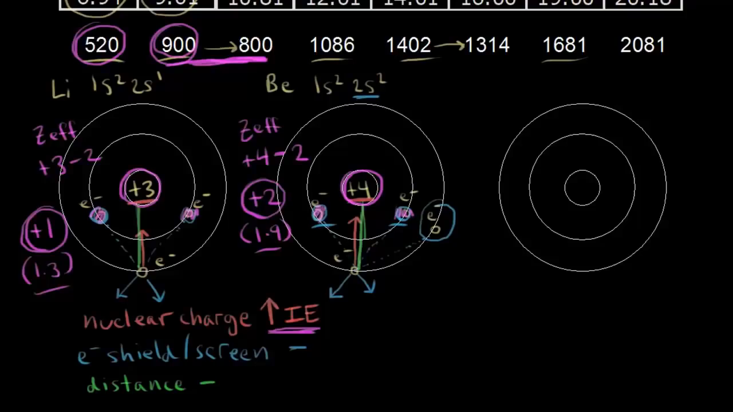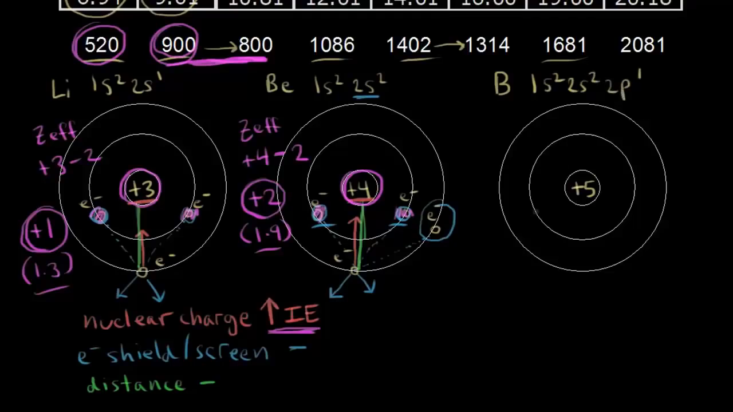So let's draw a picture for boron over here. So boron has one more proton in the nucleus. So there's 5 protons in the nucleus, so +5. In a neutral atom of boron, there'd be 5 electrons. So let's go ahead and write the electron configuration for boron. It would be 1s2, 2s2, and then we would go to 2p1.